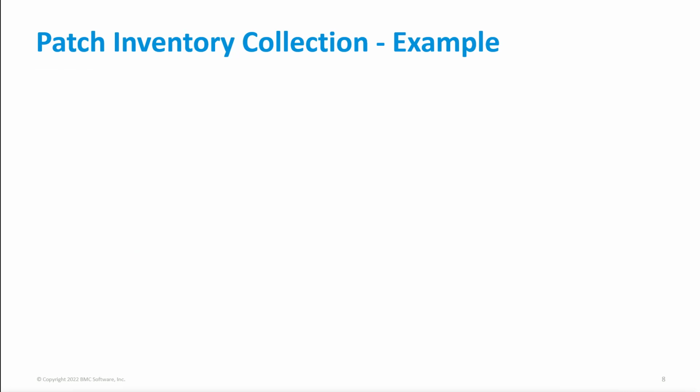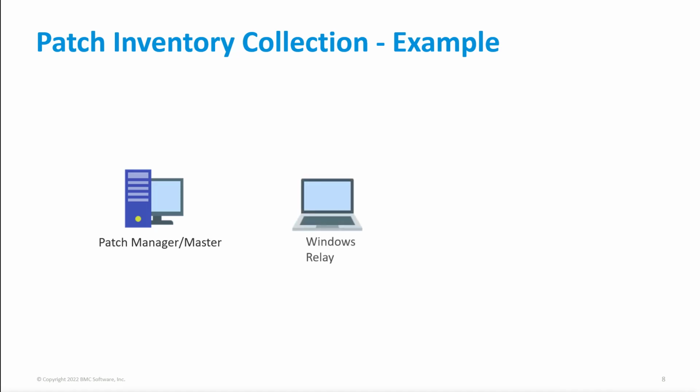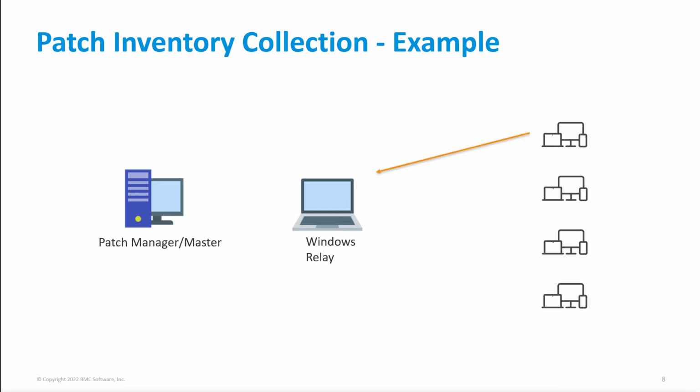We'll look at a typical scenario in which the server hosting the patch manager and master server is the same server. Relay is a Windows server with numerous clients under it. When a client requests a patch inventory, it first checks with its parent Relay to see if the most recent inventory list is there or not. Relay will connect to the master server if it does not already have the requested information.